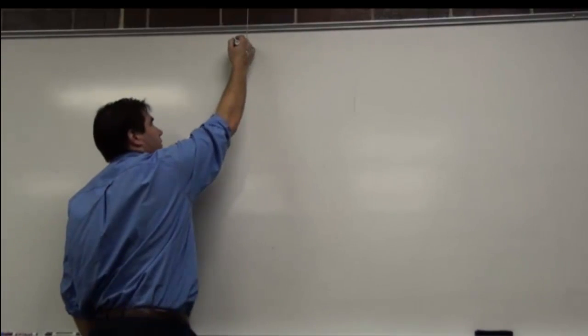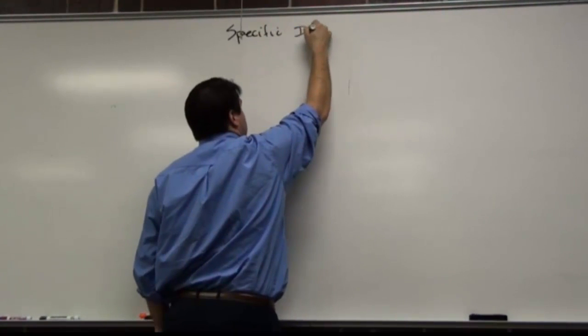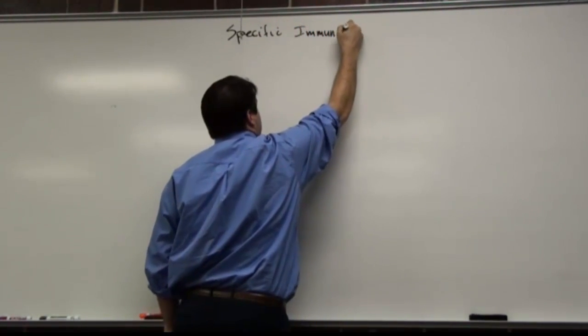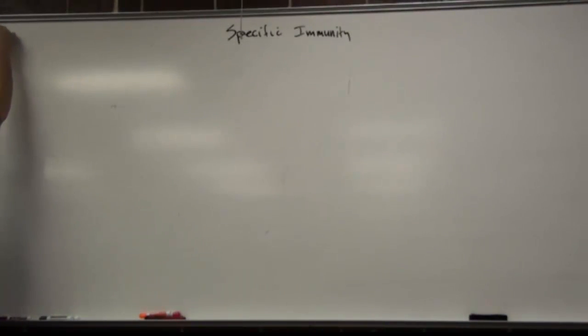Last time we drew it kind of just to look at it. Today we're going to draw it a little bit more officially. We're going to draw the third line of defense a little bit more officially. So the third line of defense is called the specific immunity. And off to the side, it's called the third line of defense.